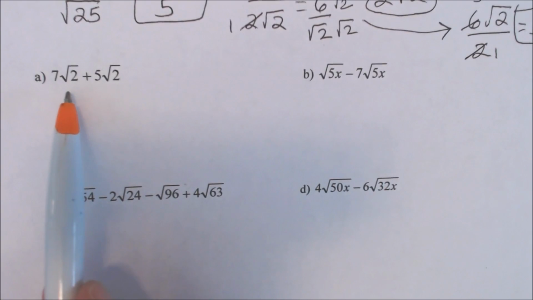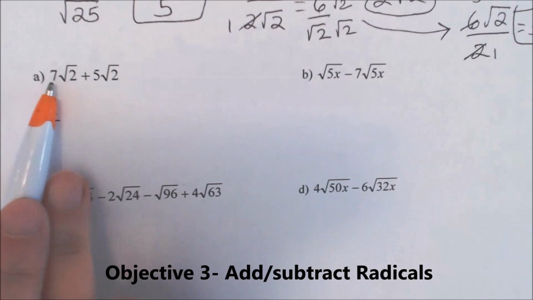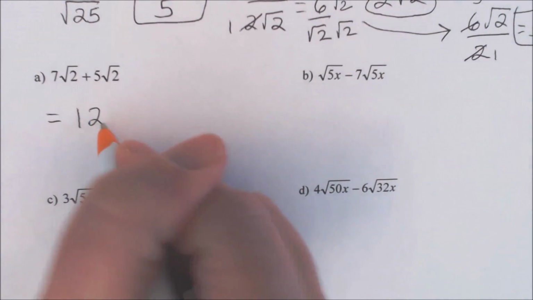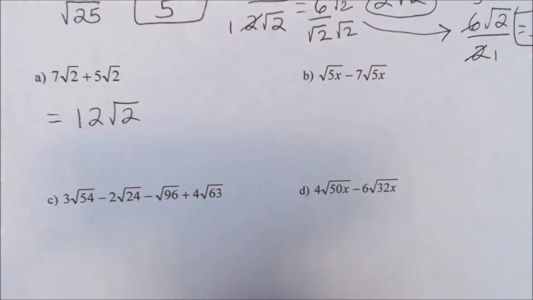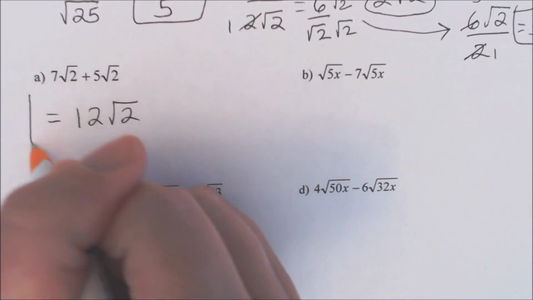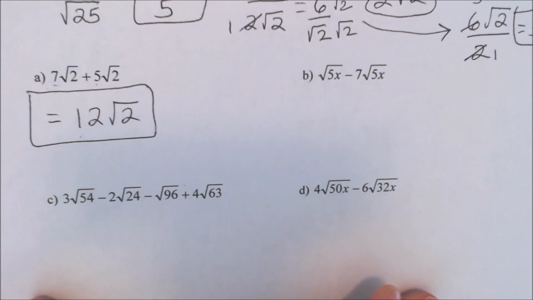So we have 7 times the square root of 2 plus 5 times the square root of 2. Since they're like terms, we're going to go ahead and add the coefficients. So how many square roots of 2 does that give me? That gives me 12 times the square root of 2. We don't add the radicals together. It's just like combining like terms. It stays square root of 2, but we have 12 of them because we added the coefficients together.